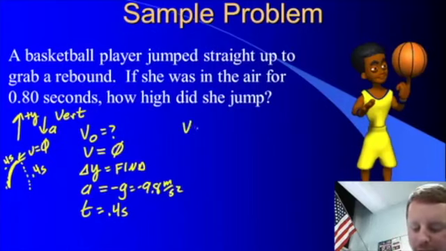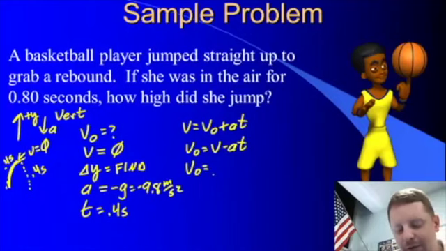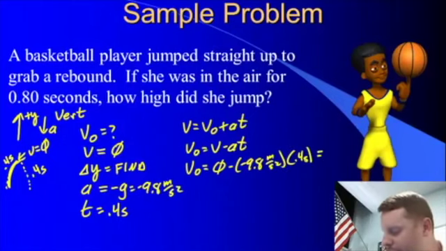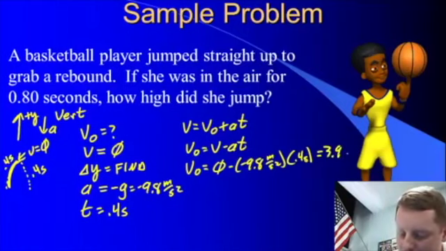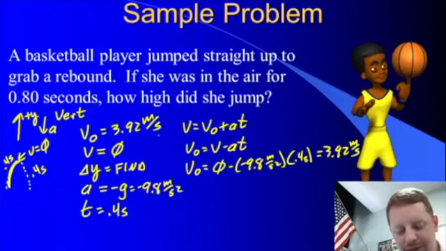So we can start with v equals v naught plus at, or v naught equals v minus at. Now we can substitute in our values. V naught equals v, 0, minus a, which is negative 9.8 meters per second squared, times t, 0.4 seconds, for a total initial velocity of about 3.92 meters per second. So we know v naught now, it's no longer a question mark, it's 3.92 meters per second.